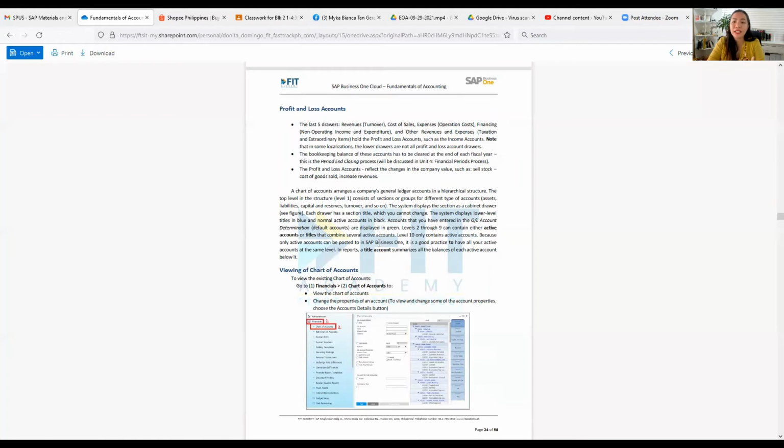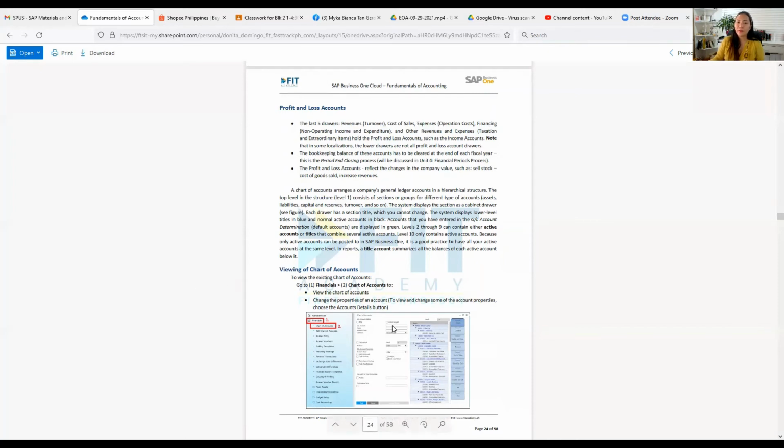Accounts that you have entered in the general ledger account determination, or the default accounts, are displayed in green. Okay, so levels 2 through 9 can contain either active accounts or titles that combine several active accounts. Level 10 only contains active accounts because only active accounts can be posted to in SAP Business One. It is a good practice to have all your active accounts at the same level. In reports, the title account summarizes all the balances of each active account below it.